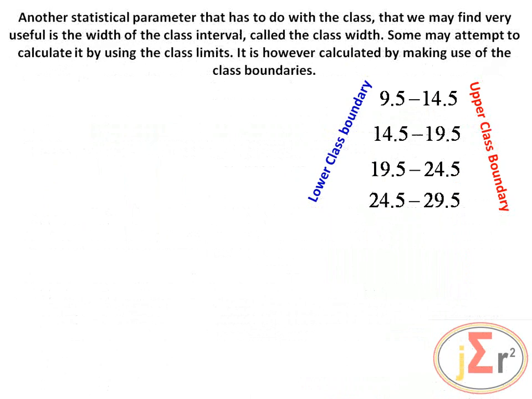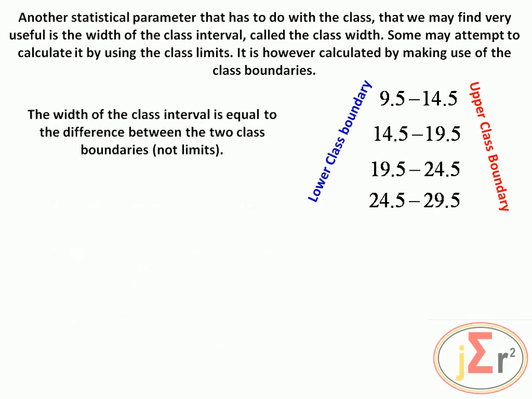Another statistical parameter that has to do with the class that we may find very useful is the width of the class interval, called the class width. Some may attempt to calculate it by using the class limits. It is, however, calculated by making use of the class boundaries. So instead of using the class limits, we use the class boundaries in determining the width of the class interval.